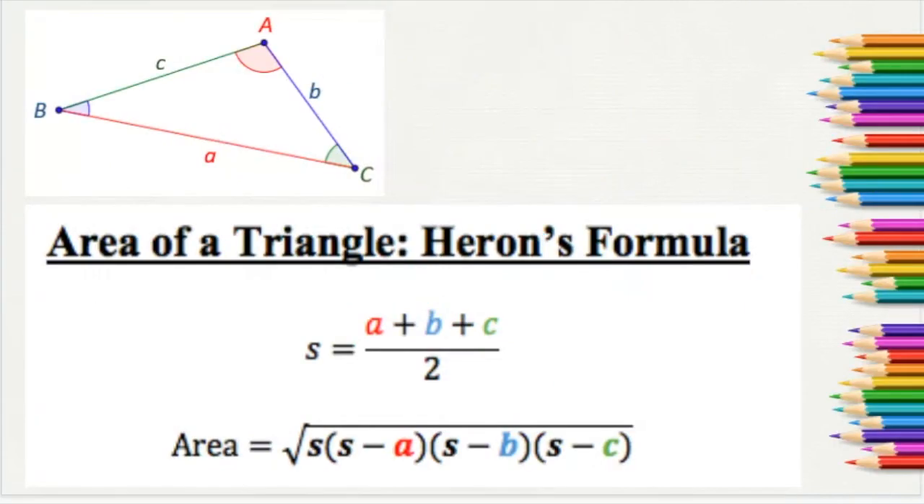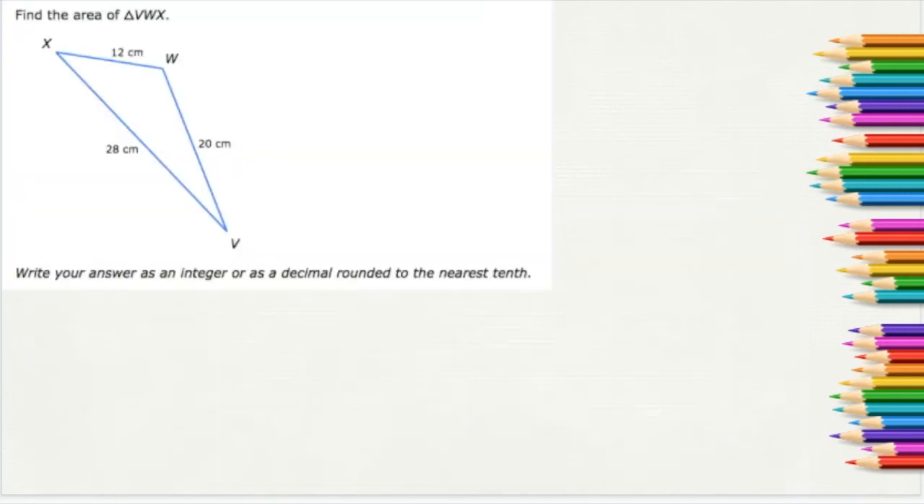206.4. All right, let's talk about Heron's formula now. We have a triangle. We have to first find S, which is adding up all the side lengths and then dividing it by 2. And then the area is the square root of S times S minus A times S minus B times S minus C. So let's try an example.